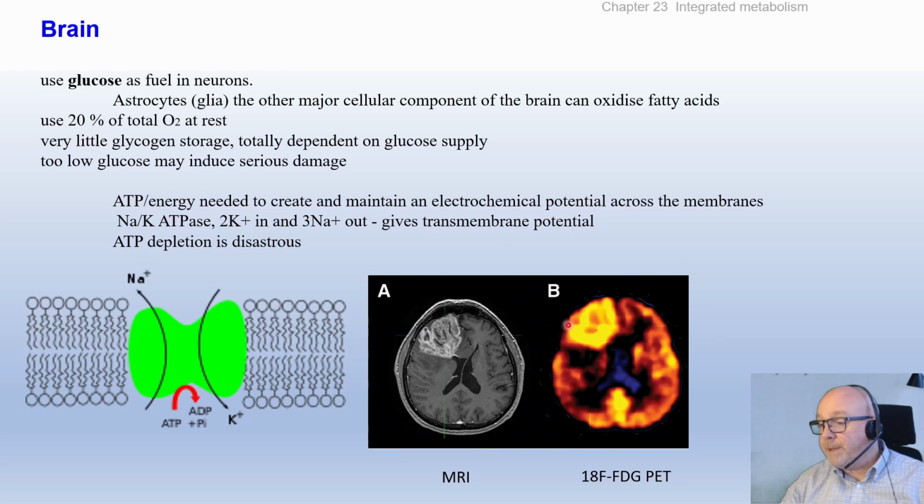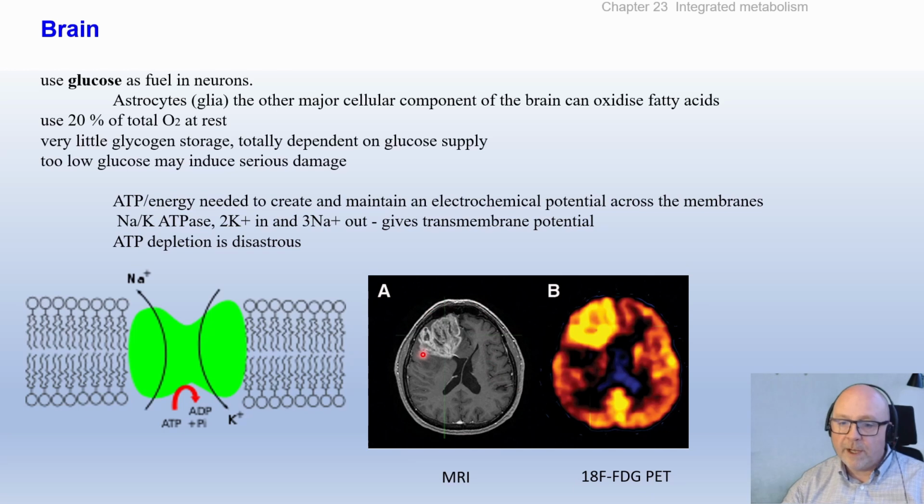Here you see 18-fluorodeoxyglucose we talked about before, PET scan. And we see the brighter the yellow, the more glucose that is being used. You see the brain is very bright, especially in this one region.